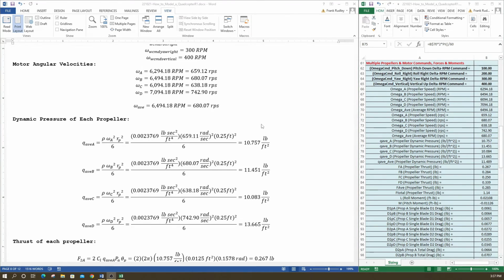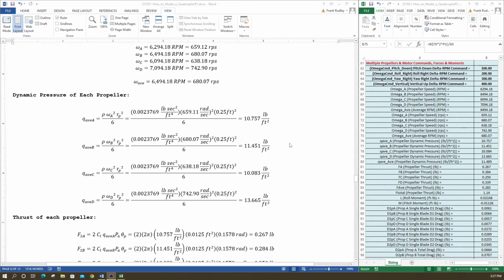Now in this case, the dynamic pressure of each of the 4 propellers is going to be a little bit different because of these commands. So I went through and computed the dynamic pressure for propeller A, B, C, and D, and I have that in the spreadsheet over here. These should all match. I have 13.665 in there, and I was able to verify that these all match.